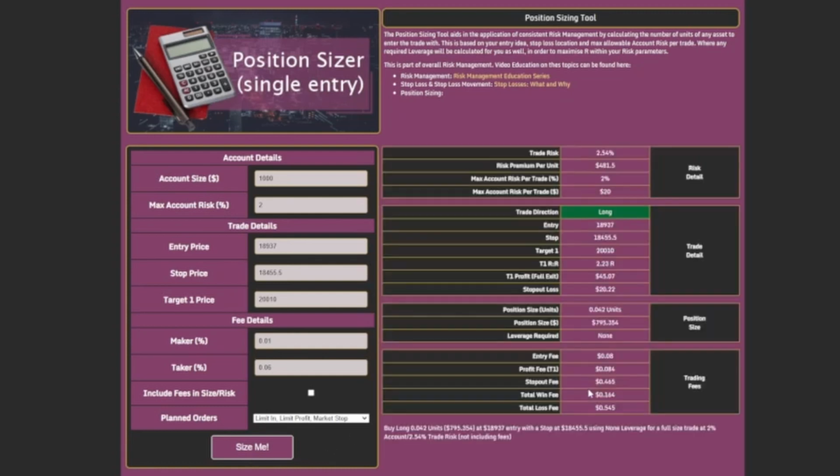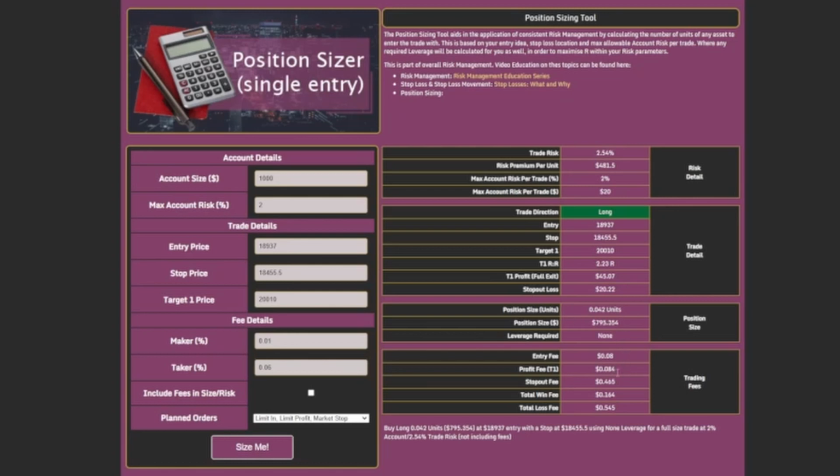So in terms of the position size, you can see it does the same maths that we just did before. So 2.54%, $481.50 as a risk premium per unit, and our max is 2%. I've gone for a $1,000 account here because I want to show you the impact on smaller accounts for this one. So it's $20 max risk per trade as opposed to the $200 on the $10,000 account. And you can see here it works out the same number. It works out our RR, our profit, our stop out loss, and so on, and tells us how many units to buy and so forth.